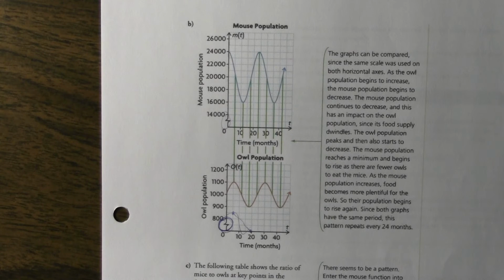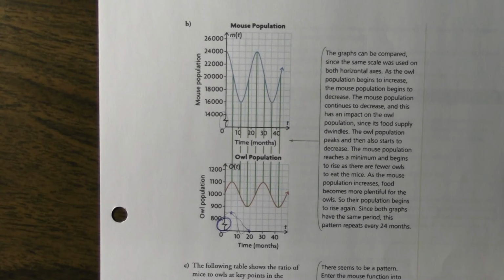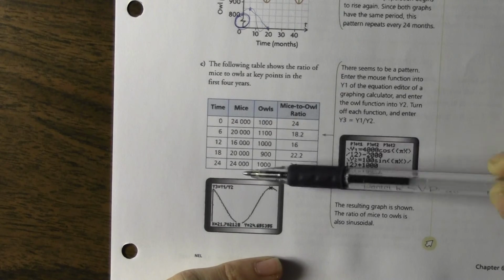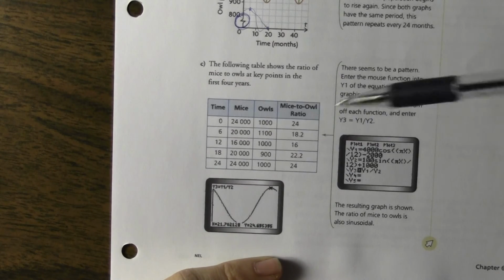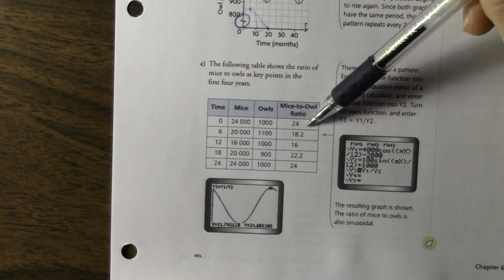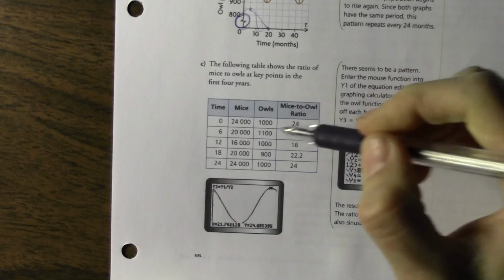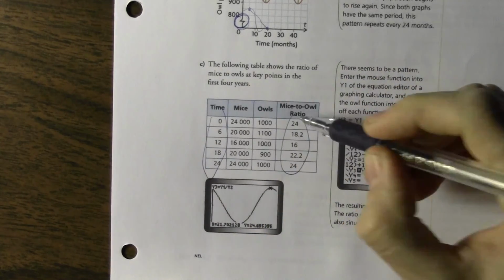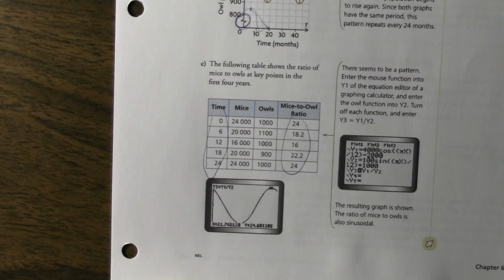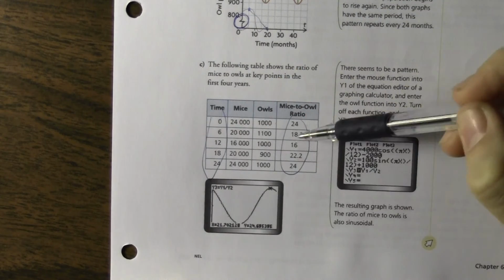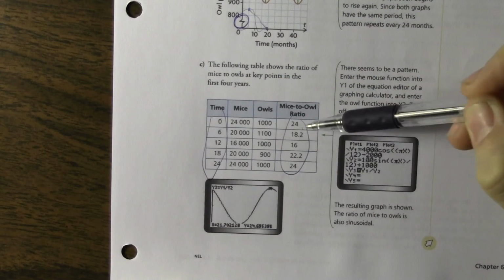All right, how does the mice to owls ratio change over time? So here we can make a table of time. Here are our months, and then we just list the mice population during those months and the owl population, and we figure out a mice to owl ratio. So we take the mice population and divide it by the owl population, and we can create a time versus mice to owl ratio graph. This is a graph of time versus how many mice there are in comparison to owls.